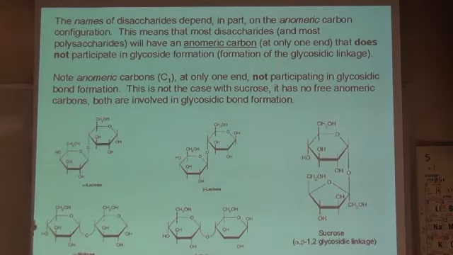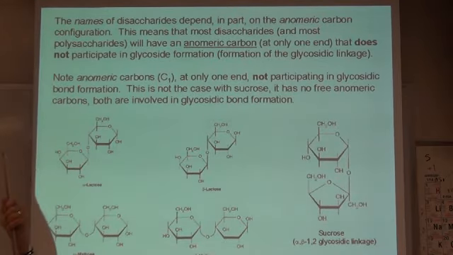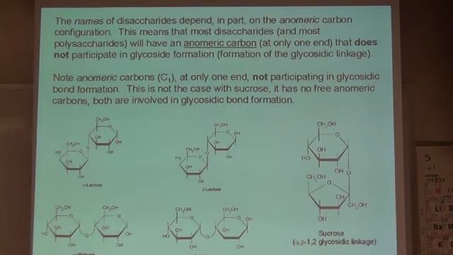And it's because that thing can open and close, and open and close. And when it opens up, if it's an aldose, it opens up into its aldehyde form. And we know aldehydes can oxidize to carboxylic acids. If they oxidize, that means they reduce something else. They're reducing agents. That's why they're called reducing sugars. Okay?